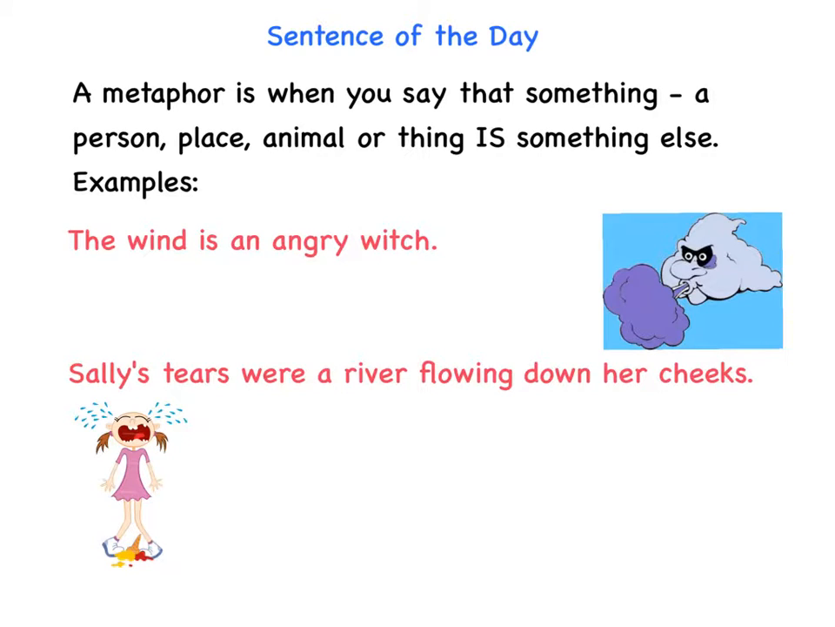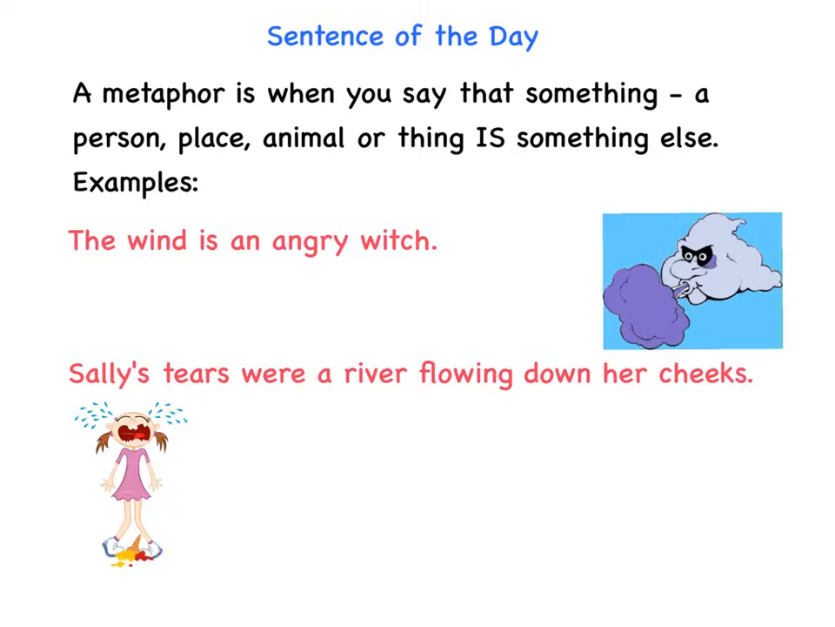So, to define a metaphor is when you say that something, a person, place, animal or thing, is something else. Have a look at the following examples. The first sentence says, "The wind is an angry witch." Well, we all know that the wind is not really an angry witch, but it sometimes might behave angrily. So we say the wind is an angry witch. One thing, the wind, is another, an angry witch.